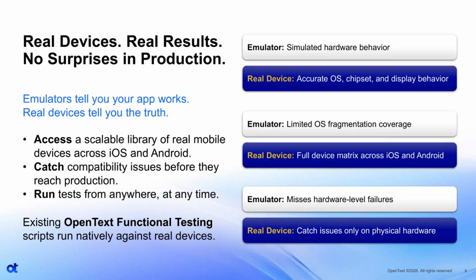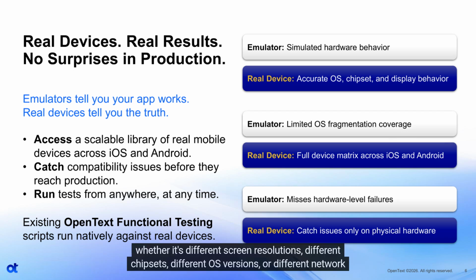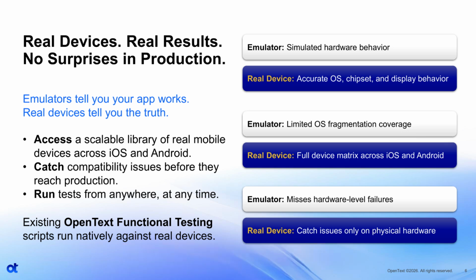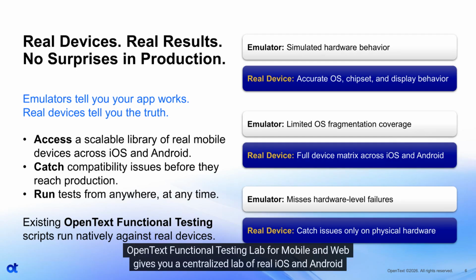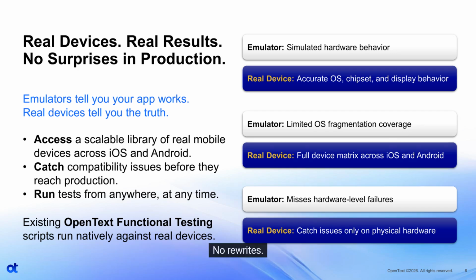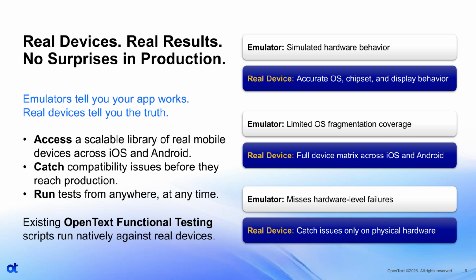Emulators only go so far. They're useful for early development, but they don't reflect real hardware behavior. Whether it's different screen resolutions, different chipsets, different OS versions, or different network conditions. When your app hits production and something breaks on a Samsung Galaxy that your iPhone tests never caught, that's an emulator problem. OpenText Functional Testing Lab for mobile and web gives you a centralized lab of real iOS and Android devices. Your existing scripts run directly against those devices. No rewrites, no migration. And because the lab is accessible from anywhere, your teams can test across geographies without shipping hardware around. If it matters to your users, you can test it.